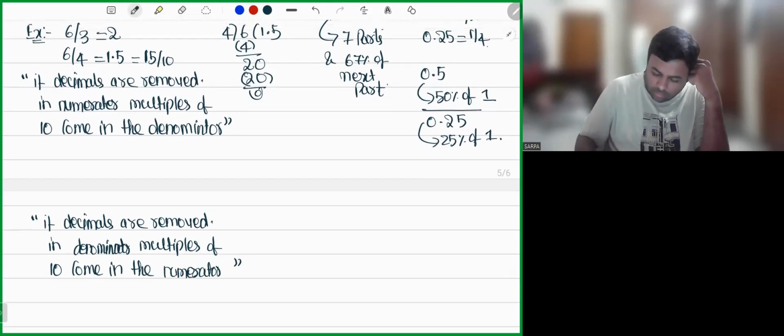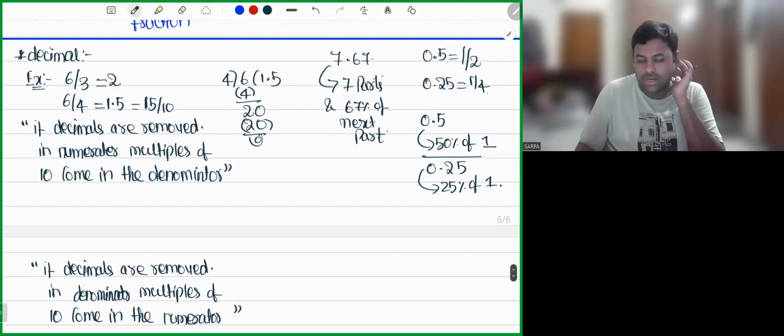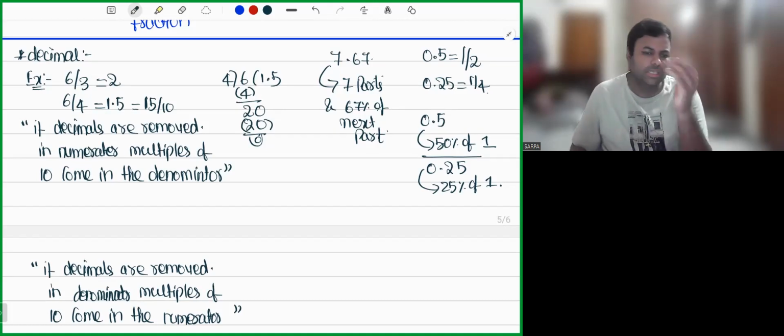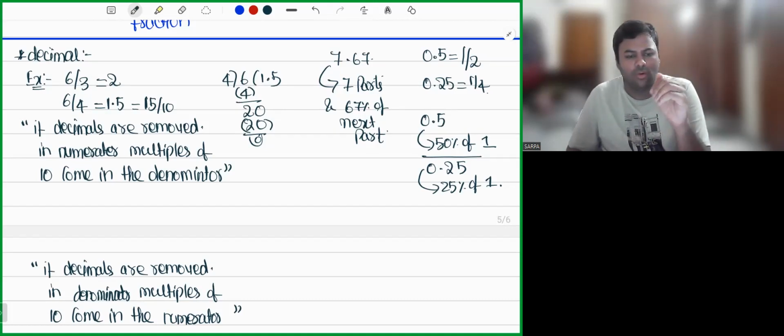But before that, I hope this decimal concept is clear. Decimal is nothing but you are trying to express something as a part of unity. That is called decimal. Like 6 by 4, if you want to express it as a fraction, it will be 3 by 2. But if you want to express it as a number, it will be 1.5.